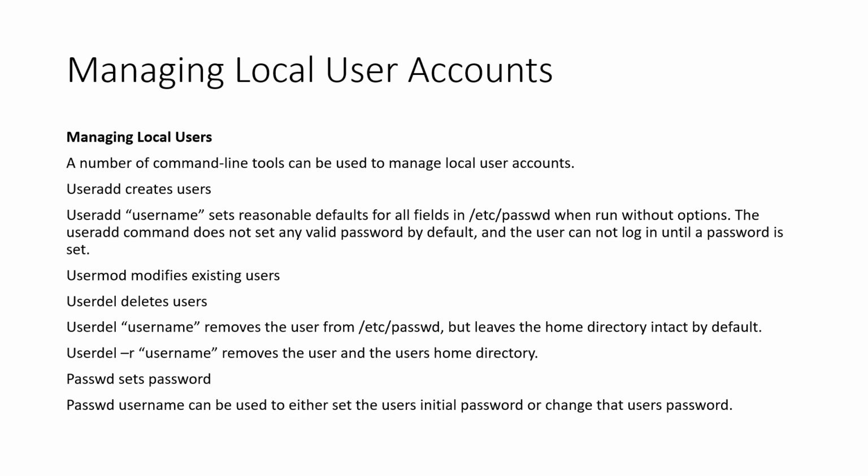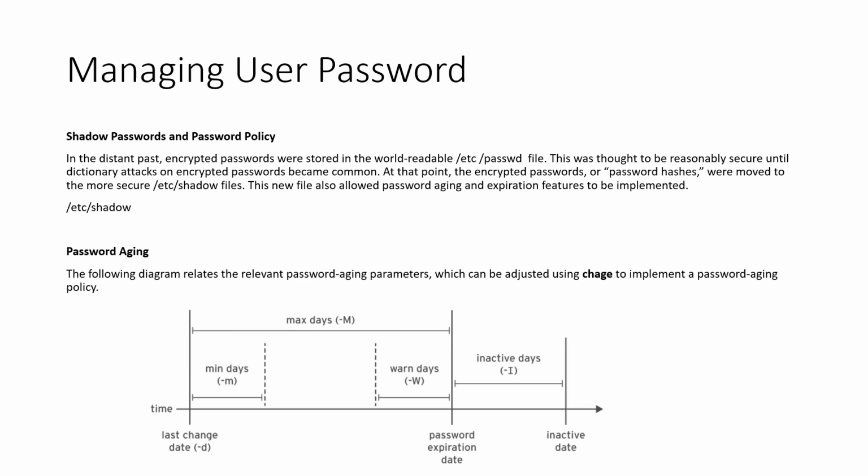Okay, let's move to the next slide. Managing user password, shadow passwords and password policy. In the distant past, encrypted passwords were stored in the world-readable /etc/passwd file. This was thought to be reasonably secure until dictionary attacks on encrypted passwords became common. At that point, the encrypted passwords, or password hashes, were moved to the more secure /etc/shadow file.